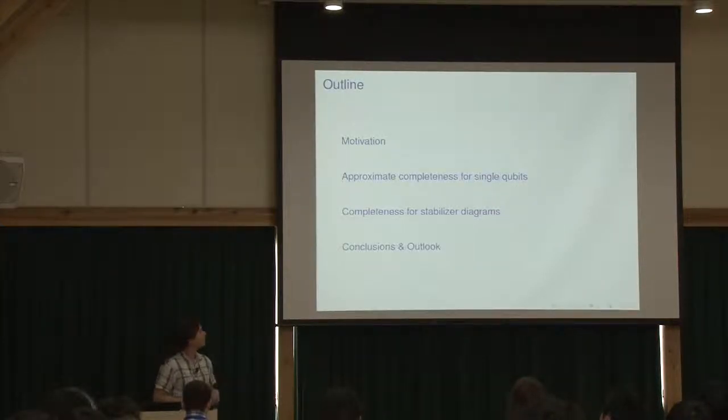So this is the structure of my talk. I'm first going to give some motivation. I'm then going to spend the main part of the talk talking about single qubits and the Clifford plus T group. Then completeness for stabilizer diagrams, and finally some conclusions.